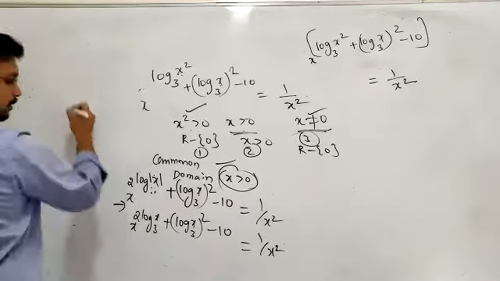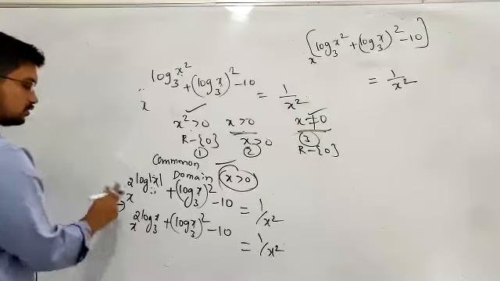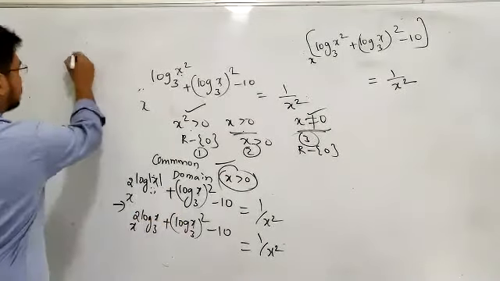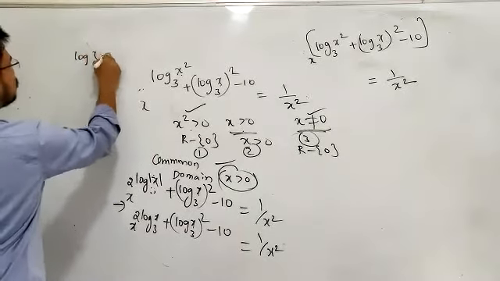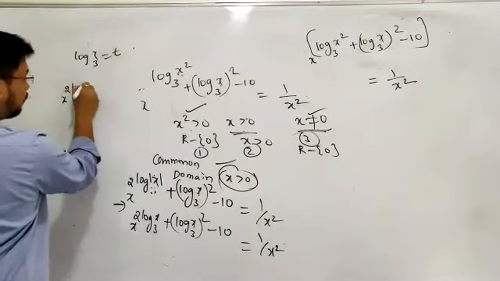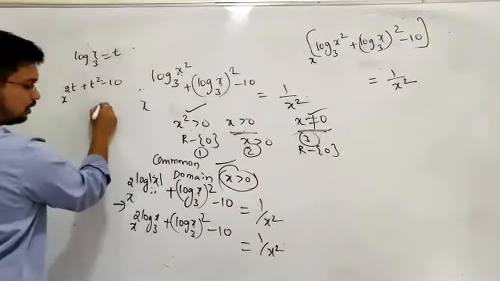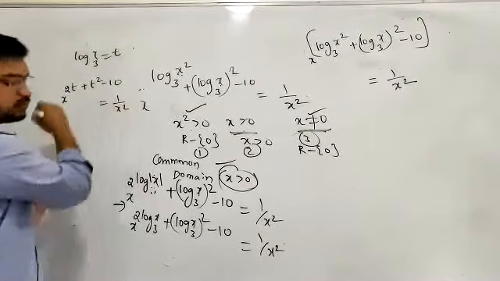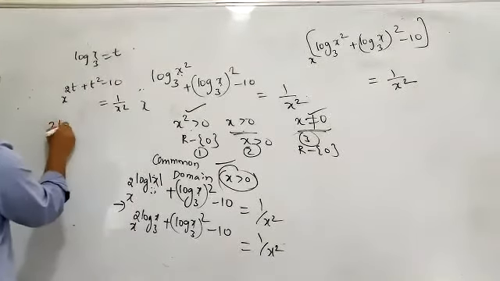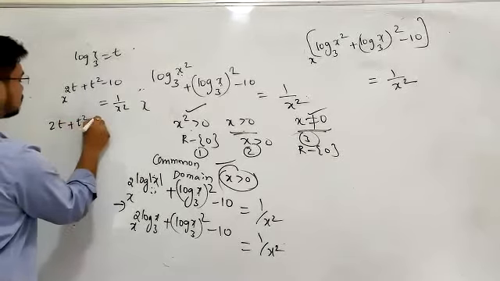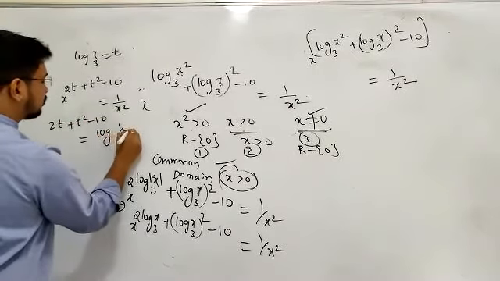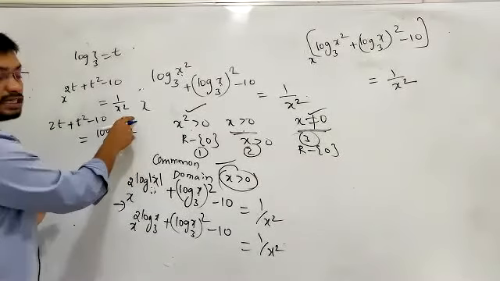Now simply what you do is apply logarithms on both sides. Otherwise, this is in exponential form, so convert it to logarithmic form. Take log x base 3 as t, so log x base 3 is equal to t. So you'll get x power 2t plus t square minus 10, which is equal to 1 by x square. Convert this exponential form to logarithmic form. So you'll be getting 2t plus t square minus 10 equal to log of 1 by x square to the base x. So this is x power minus 2.